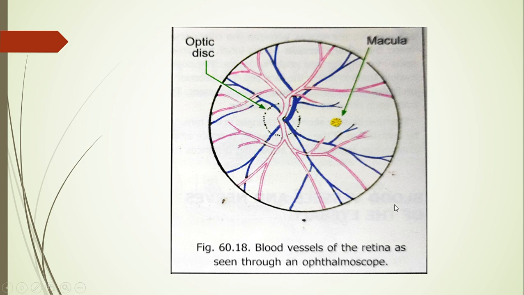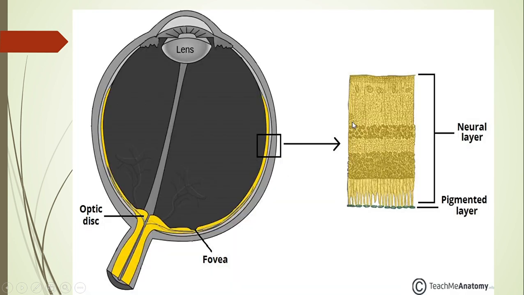The optic part of the retina can be seen through ophthalmoscopy. The center of the retina is named the macula lutea, and it can be seen in a yellowish color. It is a highly pigmented region where, at the center, there is a depression which is named the fovea centralis.